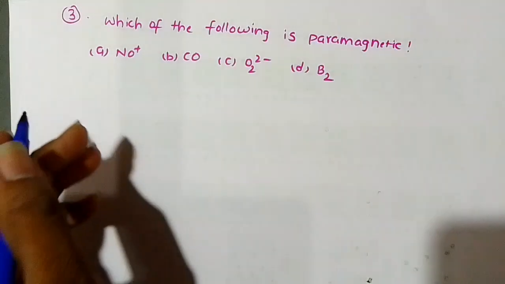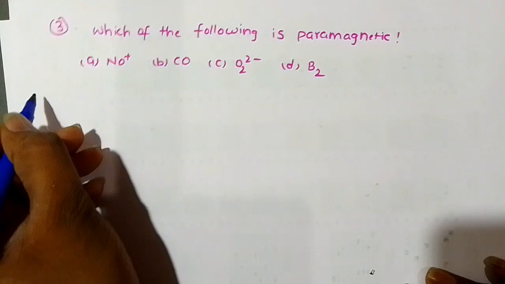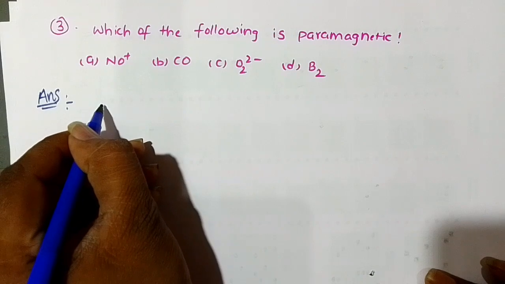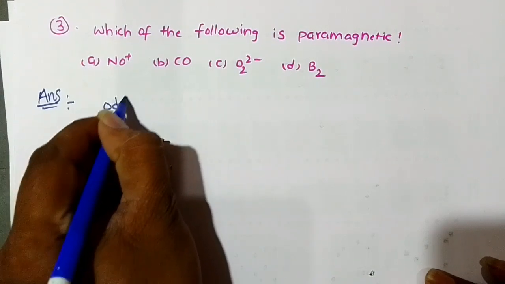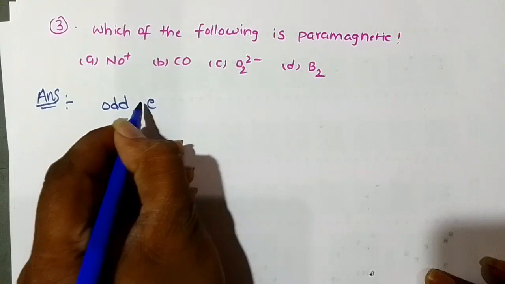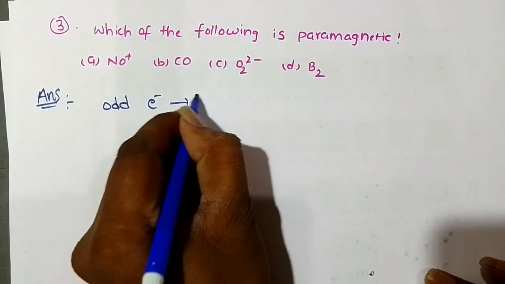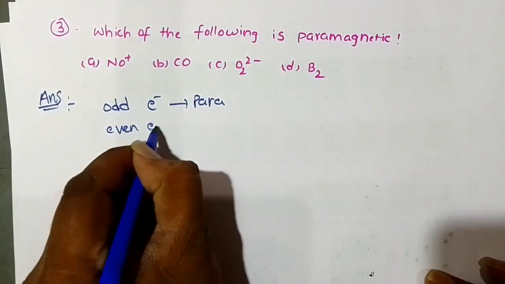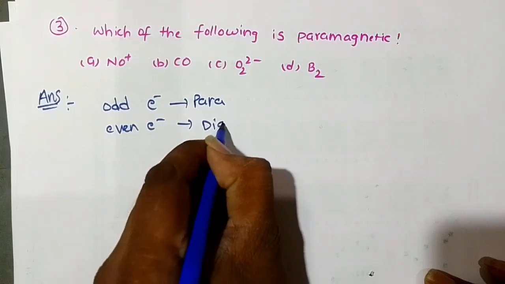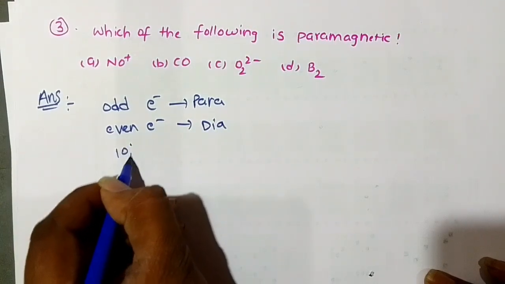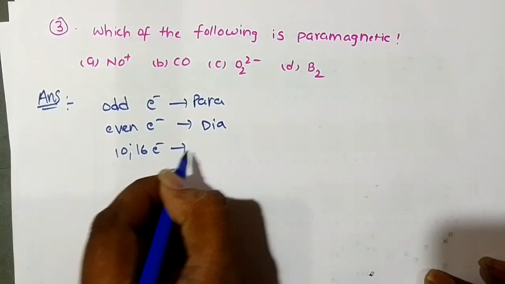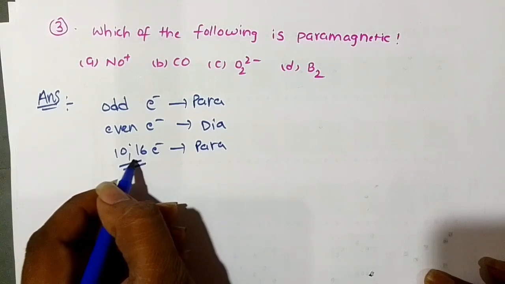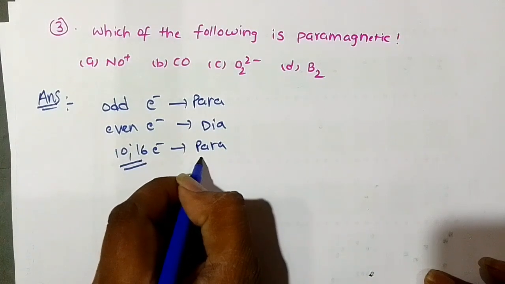Which of the following is paramagnetic? Already we learned that the species which contain an odd number of electrons are paramagnetic, and the species which contain an even number of electrons are diamagnetic. Exceptions: 10 and 16 electrons. Even though these are even numbers of electrons, they cannot show diamagnetic character, they only show paramagnetic character.